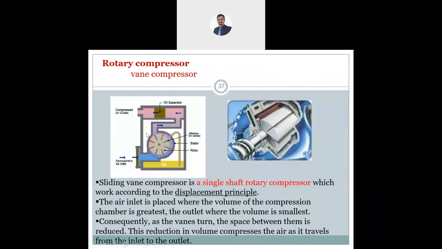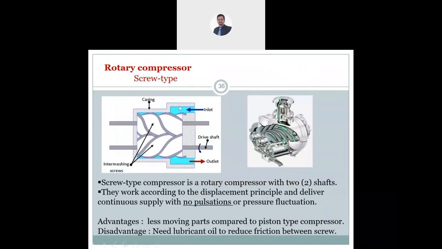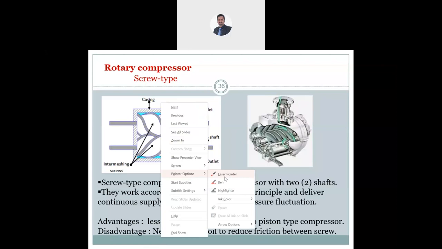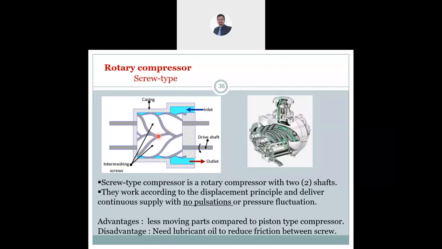But for the rotary compressor, the air will enter, and when the screws are moving, there will be an increase and then a reduction in volume, because the air will not be allowed to enter after some time. Because it's moving at a fast pace, the air cannot enter, so the volume will be smaller. Then the air will be compressed and the pressure will be increased.